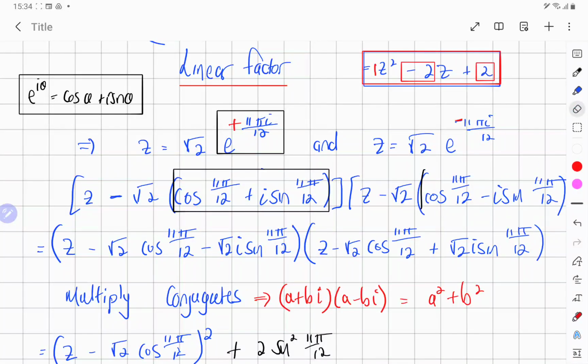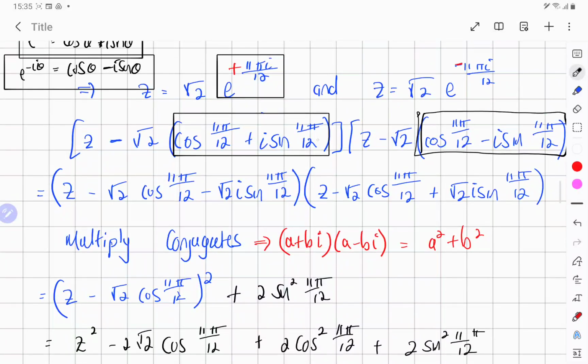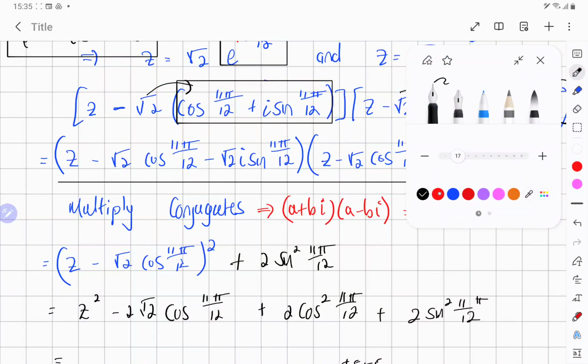So please just recall that e to the negative i theta will be cos theta minus i sine theta. Two things that will come up a lot in any test. Now what I'm going to do, I just distributed the root 2 into both, and this is what I'm getting, all from grade 9. So I'm not wasting time on that.